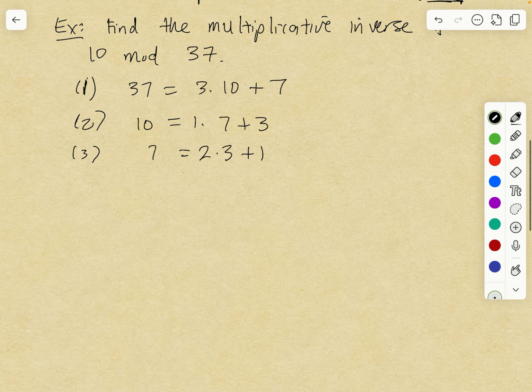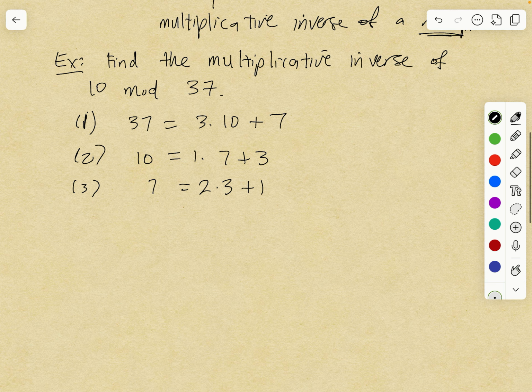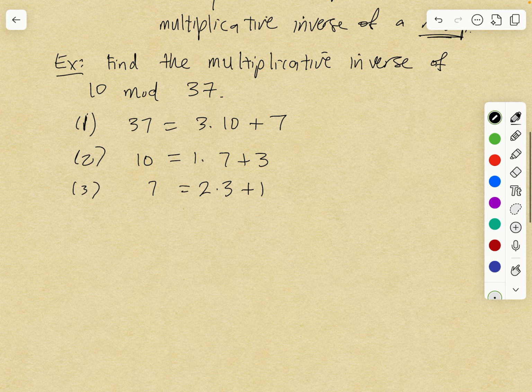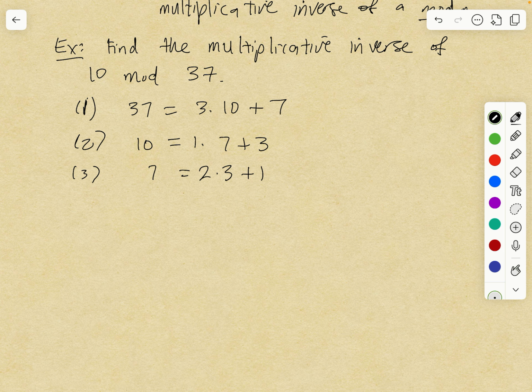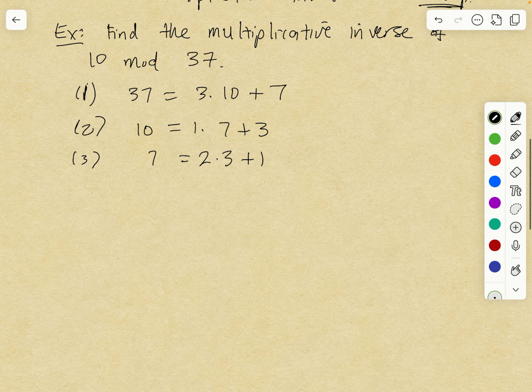So from the first equation, now we're doing the part where we express the GCD, which is 1, as 10m plus 37n for integers m and n.